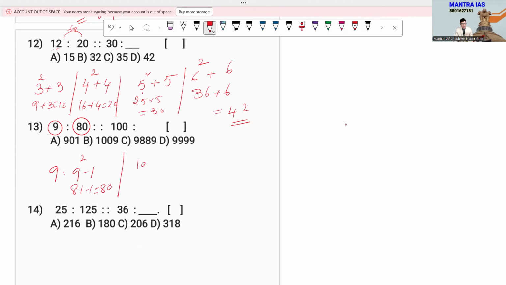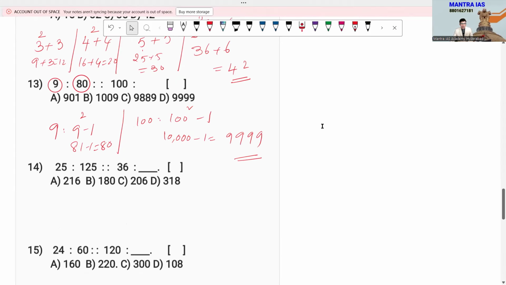In the same fashion, 100 is what? 100 square minus 1. It's 10,000 minus 1. Of course, we have 9999. Understand now, beta? It's 9999. A beautiful question. Clear? Then please go to question number 14.